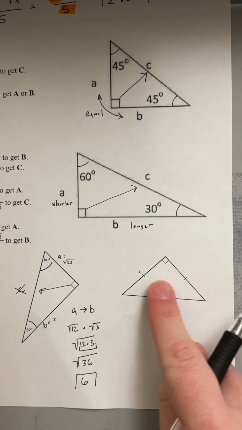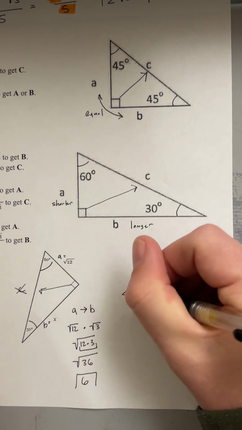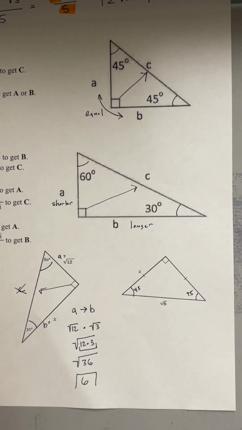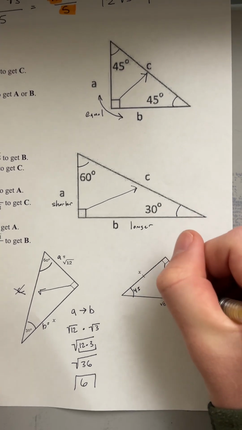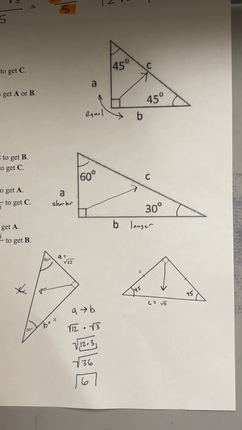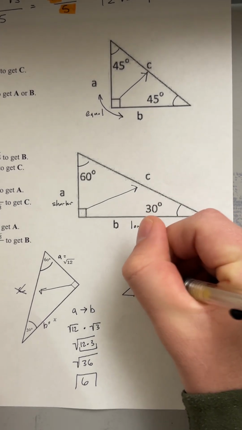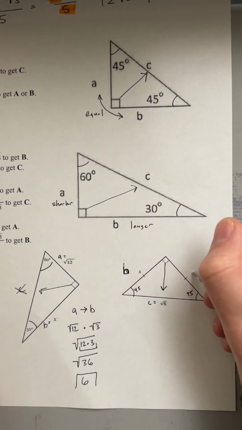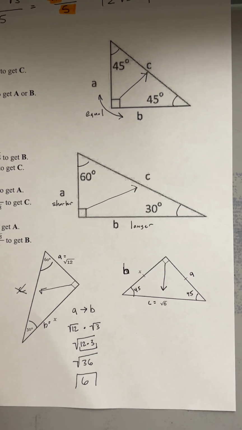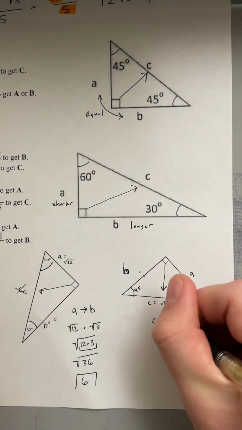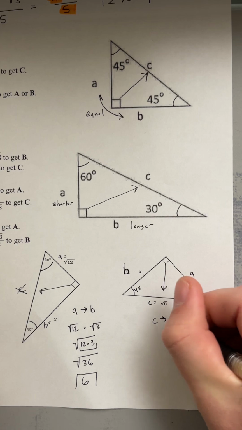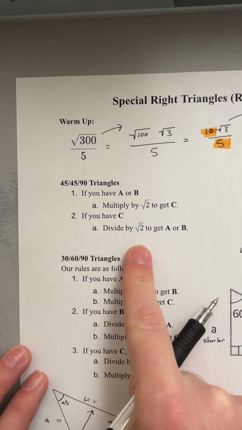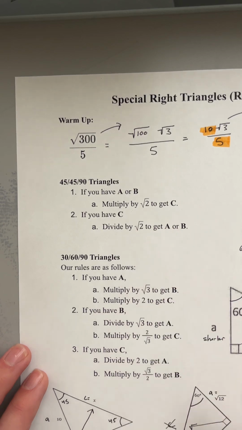All right, on to my next one. Remember your markings right here. If these are equal, that means it's a 45, 45, 90. Labeling up my sides as always, C is equal here. Let's label this as A, this one as B. Now I'm going from C and I'm going to try to get to B. So I'm going to go up here to my rules. If you have C, you're going to divide by root 2 to get A or B.